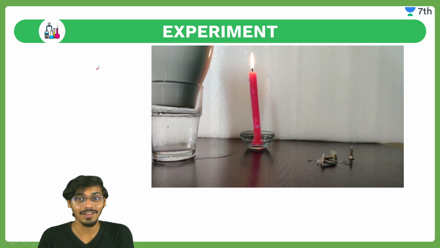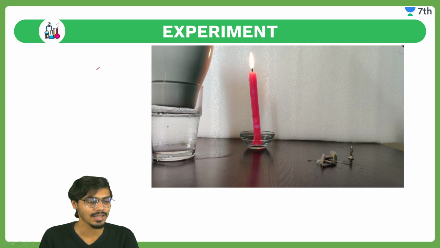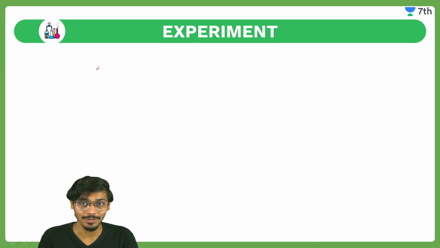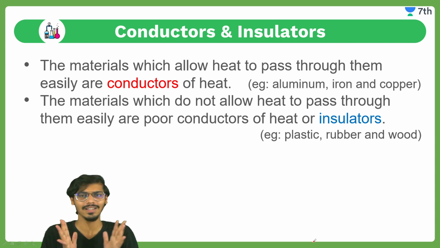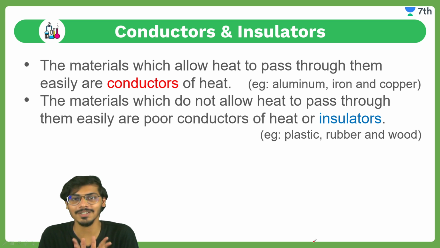Metal में से तो pass हो रहा था. We have just seen that. But why is it not passing through cloth? Cloth में से pass नहीं होता है. उसका simple reason है. That is heat पास कंडक्टर्स में से होता है.